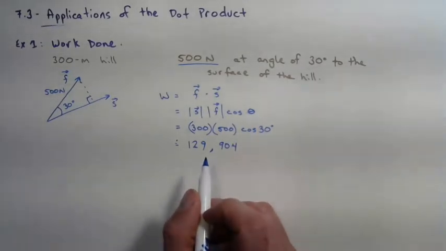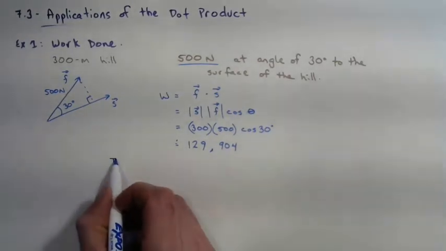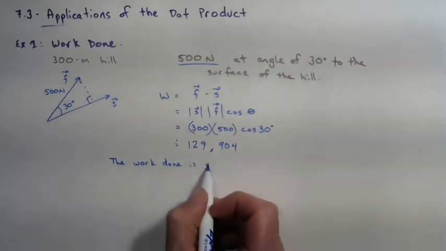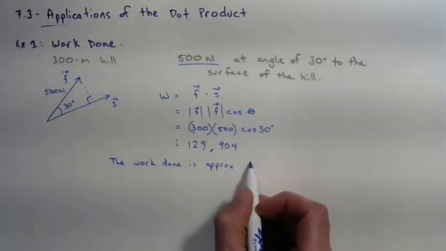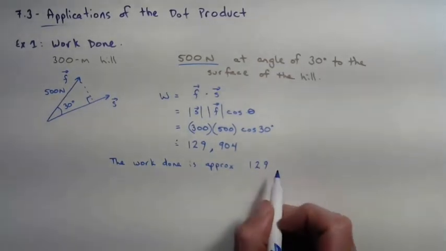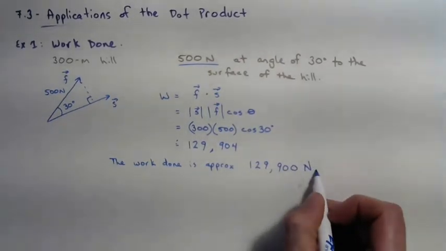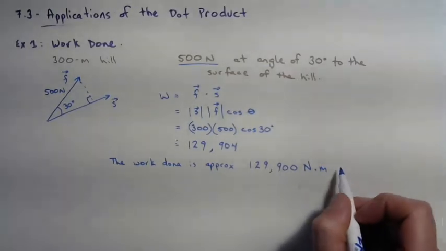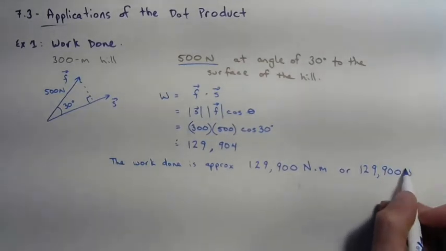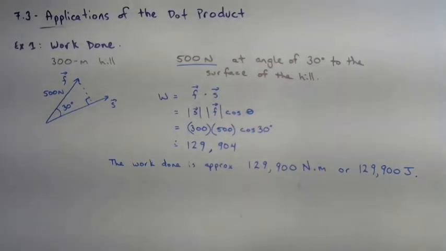Find the work done by Angela to the nearest 100 joules. So the work done is approximately 129,900 Newton meters, or 129,900 joules. Two ways of measuring the energy expended or the work being done.